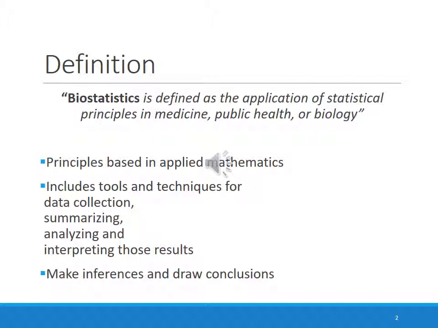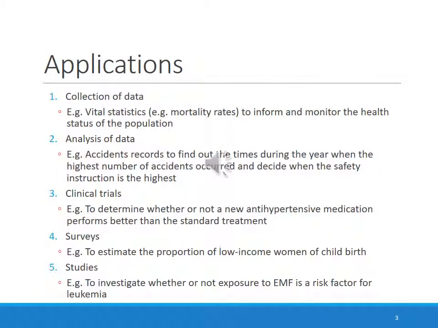By definition, it is defined as the application of statistical principles in medicine, public health, or biology. These statistical principles are based in applied mathematics, which help us in developing tools and techniques for data collection and summarizing. Not only that, statistical principles are used for analyzing and interpreting the results from which we can make inferences and draw conclusions. Here is the list of areas where you can apply statistical principles.